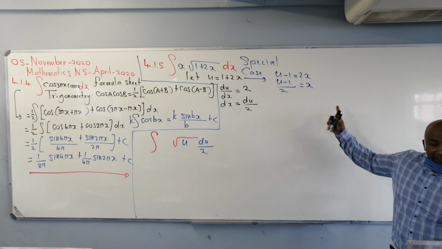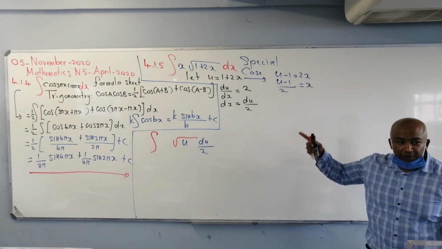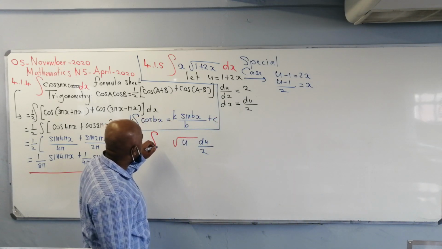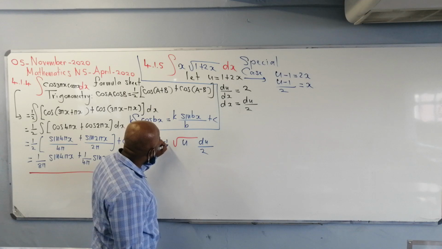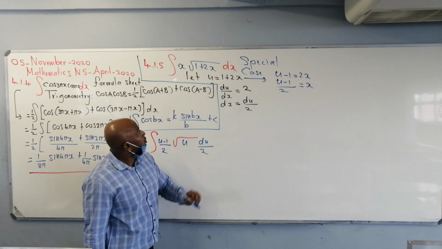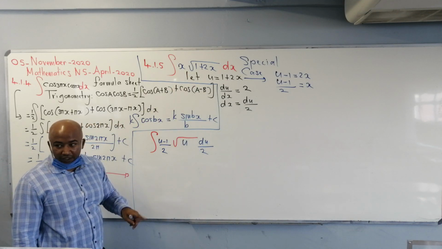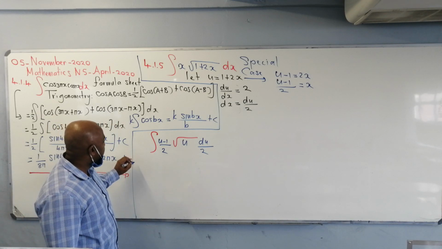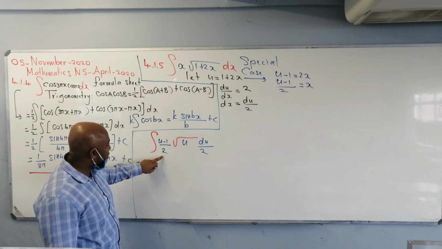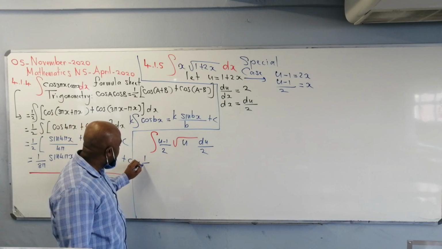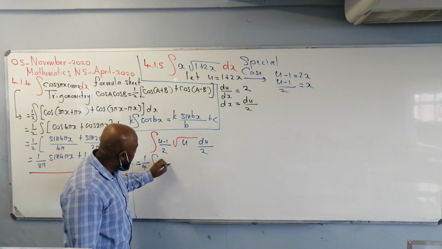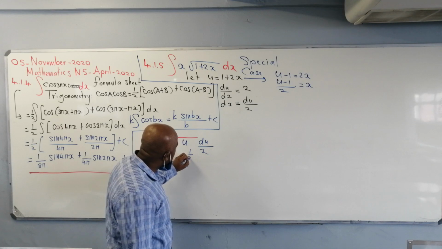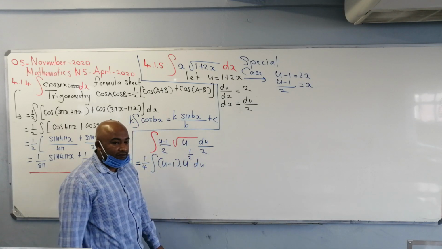And now, we have x in terms of u. That's all. So, x is going to equal u minus 1, all divided by 2. So I'm replacing x with (u minus 1) over 2. Can you see that? Now, simplify. So 1 over 2, that will give me 1 over 4. You've got u minus 1 multiplied by u to the power half du.